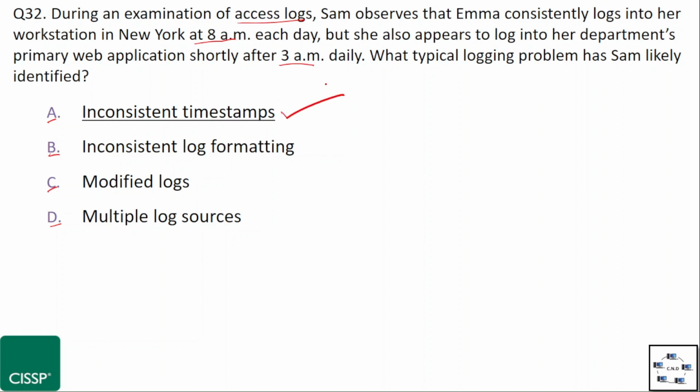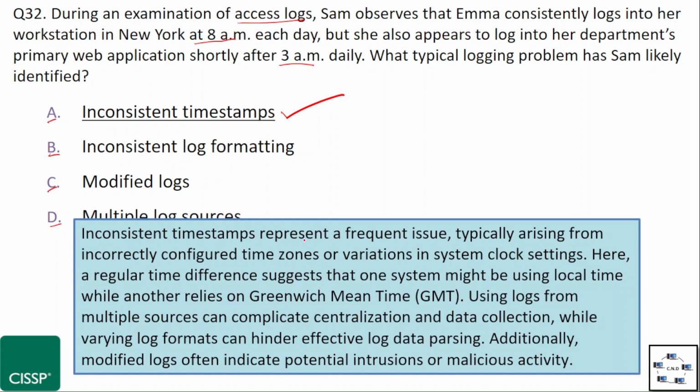And the correct option is inconsistent timestamps. So inconsistent timestamps represent a frequent issue typically arising from incorrectly configured time zones or variations in system clock settings. Here, a regular time difference suggests that one system might be using local time while another relies on Greenwich Mean Time. Using logs from multiple sources can complicate centralization and data collection, while varying log formats can hinder effective log data parsing. Additionally, modified logs often indicate potential intrusions or malicious activity.